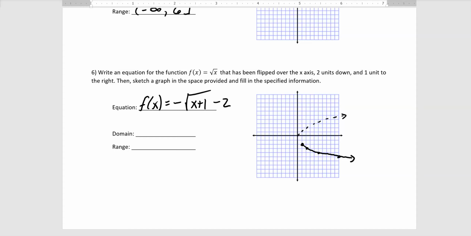However, this is going to change our domain and range, right? So now to the right, 1. So my domain will be 1 to infinity. My range, however, since this is no longer going up, I won't go up to infinity. I'll start way down here at negative infinity, and I go all the way up to -2, and that'll have that hard bracket.